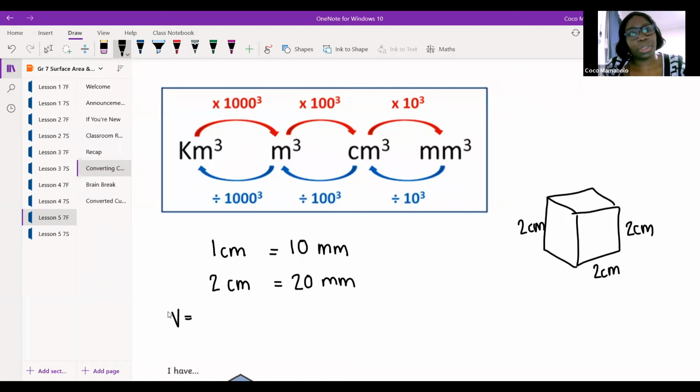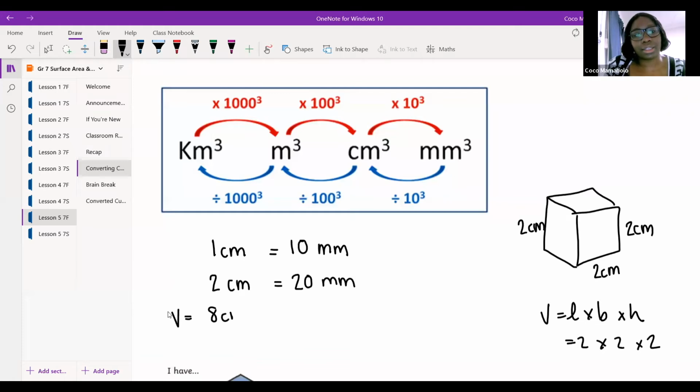The volume is going to be 2 times 2 times 2, right? Volume is the same as length times breadth times height. So that's going to be 2 times 2 times 2. So I'm going to end up with 8 centimeters cubed. I'm going to assume that's a typo, Landile, because it's not supposed to be 87, I don't think. Okay, good. It's going to be 8 centimeters cubed.